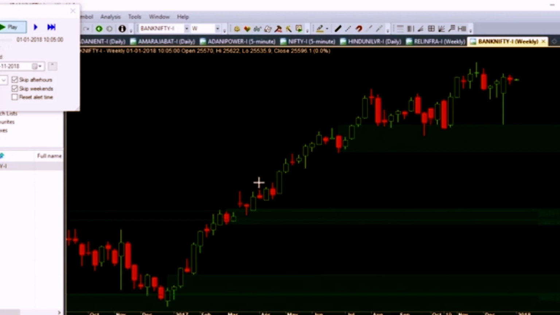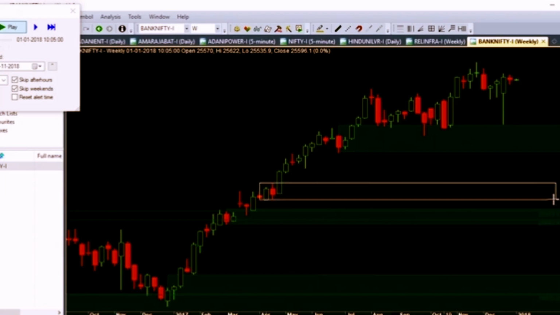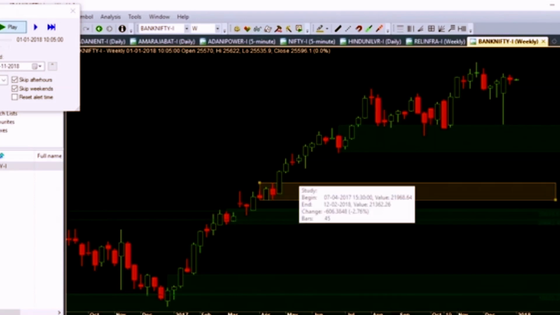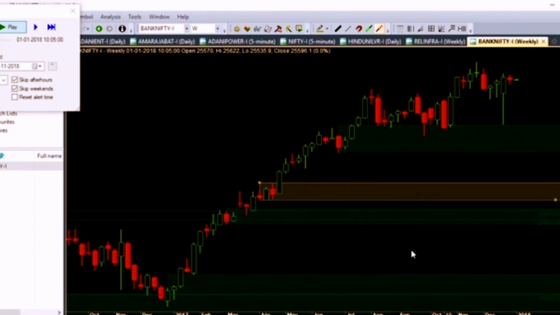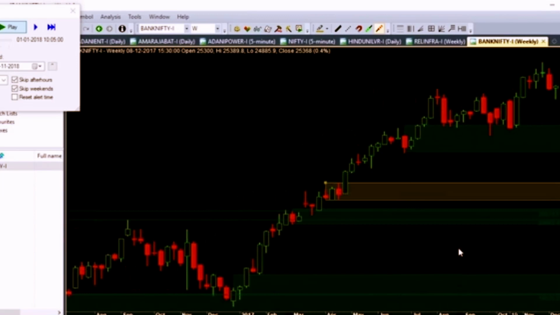Can we take this as a zone, friends? Rally, base, rally, because this middle momentum candle is stuck between two bases, so I take it that way. Okay, I formed one scenario there.